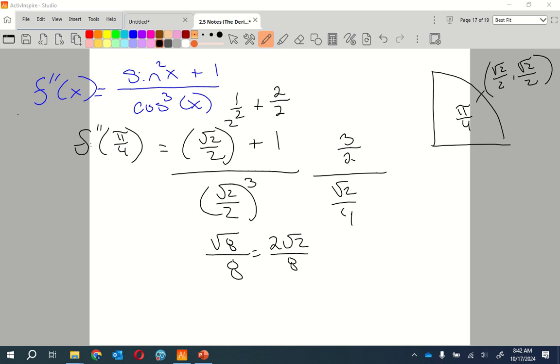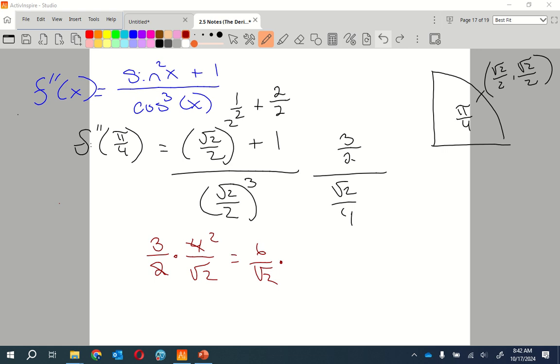And I got fraction over fraction. And since I have fraction over fraction, I am going to multiply by the reciprocal. So it's going to be 3 over 2 times the reciprocal of the bottom, which is 4 over rad 2. So 6 over rad 2, then rationalize, times rad 2 over rad 2. All of that work, simplified down to 3 rad 2.